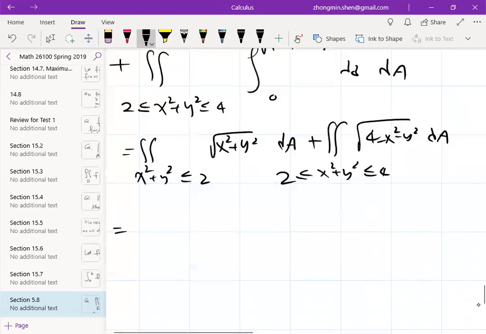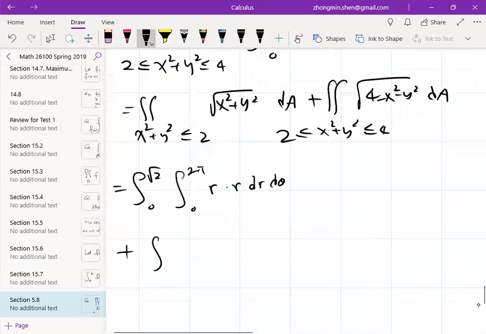If you use polar coordinates, this will be r from 0 to the square root of 2, and theta from 0 to 2 pi, and here's r, and then another r, dr d theta. The first one I just write down like this. And the second one is r from the square root of 2 to 2, theta from 0 to 2 pi, and here the square root of 4 minus r squared, times r, dr d theta. Not too bad. Even the second one, you can use a substitution to evaluate. You will get the same result that we got here.